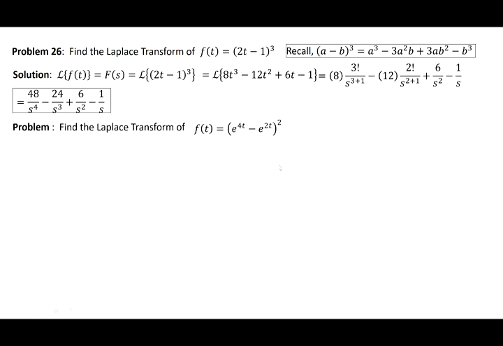Let's see. Laplace of (e^(4t) − e^(2t)) squared.